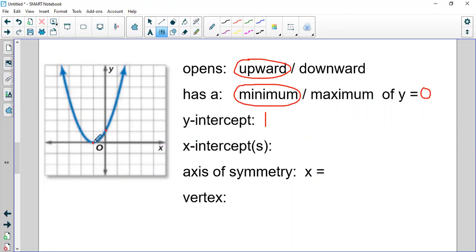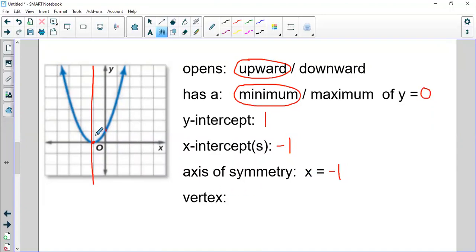This only has one x-intercept. Doesn't have 2, because the minimum of that parabola is right on the x-axis. So the x-intercept here is negative 1. There's a single x-intercept. The axis of symmetry, right down through the middle, is also x equals negative 1.